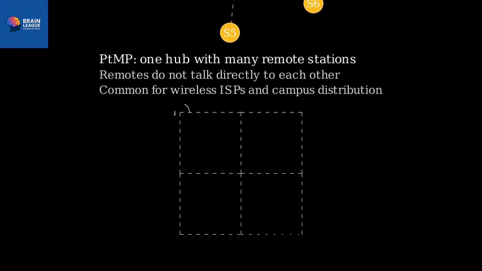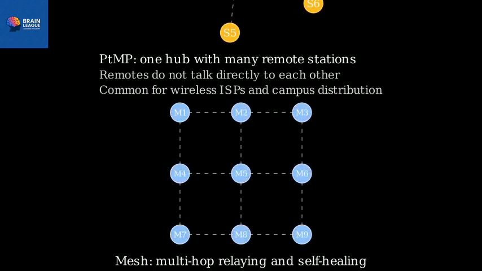Mesh networks. Every node can relay for others. If one node fails, the mesh self-heals by finding alternative paths. We will route a packet across the grid, then simulate a node failure and watch the path reroute. First, packet path across the mesh. Now, a node fails, and the packet takes an alternate route.